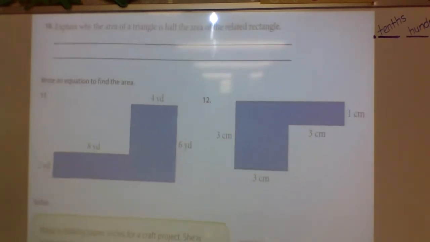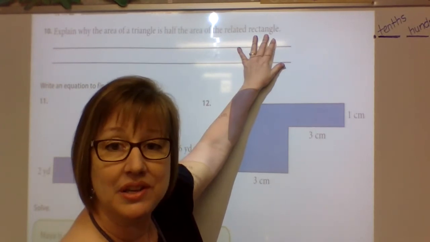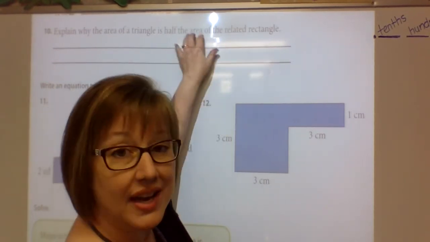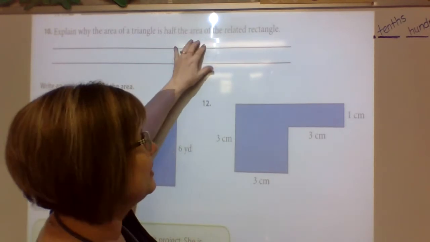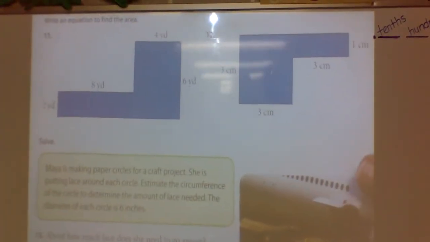Then it says, explain why the area of a triangle is half the area of the related rectangle. I want to see what you guys come up with on that. Why are we dividing it in half? Okay, just explain it very simply. Then it says to write an equation to find the areas. This is what we did yesterday.